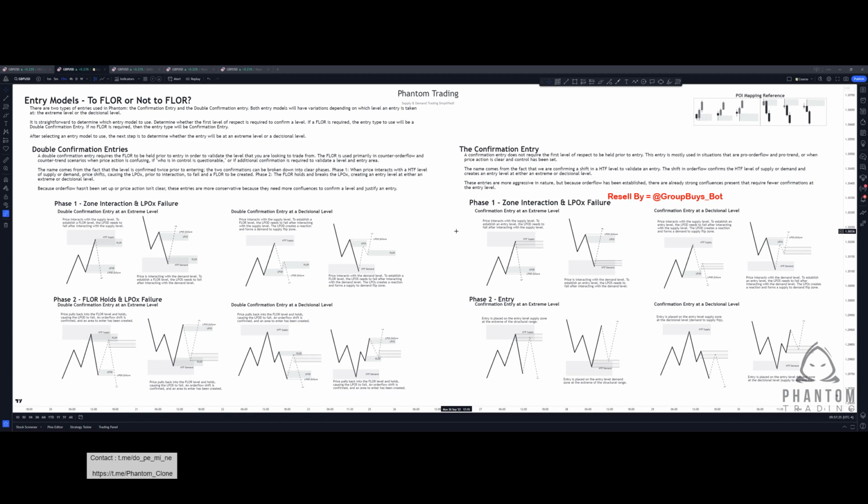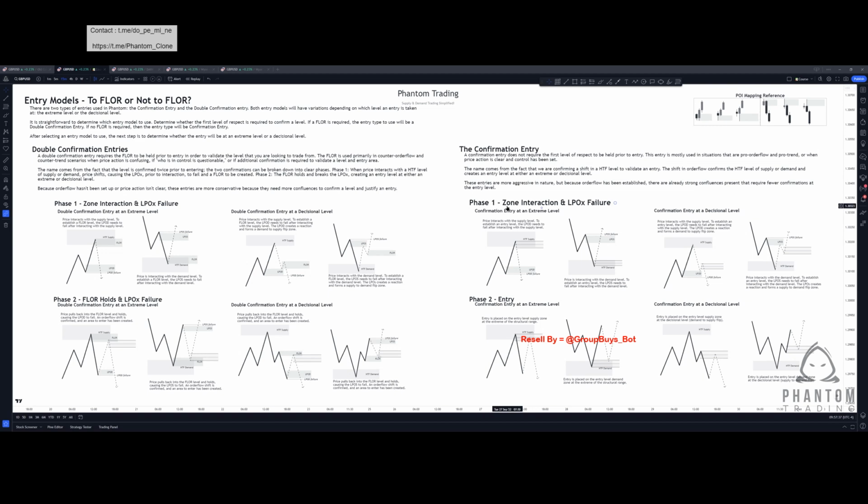These entries are more aggressive in nature, but because order flow has been established, there are already strong confluences present that require fewer confirmations at the entry level. And similarly to the double confirmation entry, we have our two phases, phase 1, zone interaction and LPOX failure, and phase 2, entry. So for phase 1, we want the zone interaction of the higher time frame level of supply or demand and to see the LPOX failure.